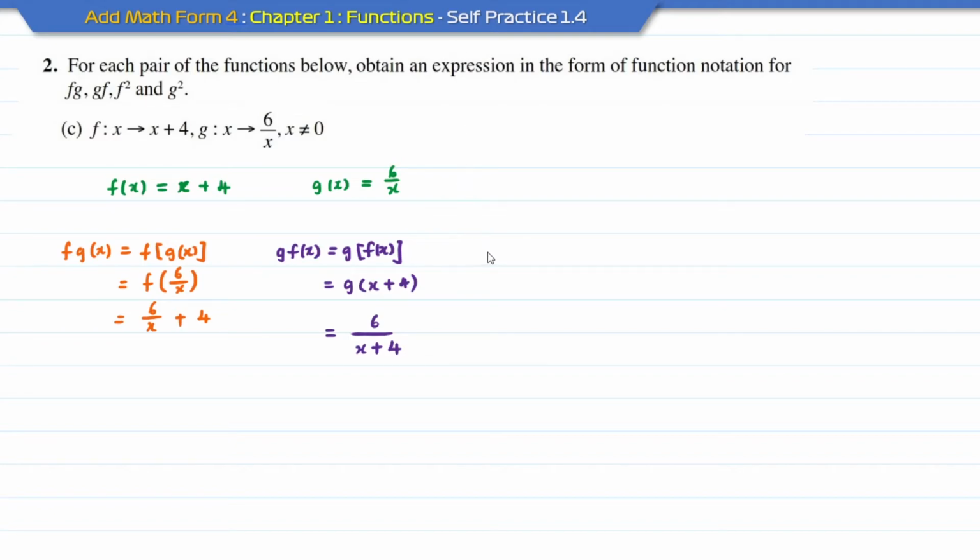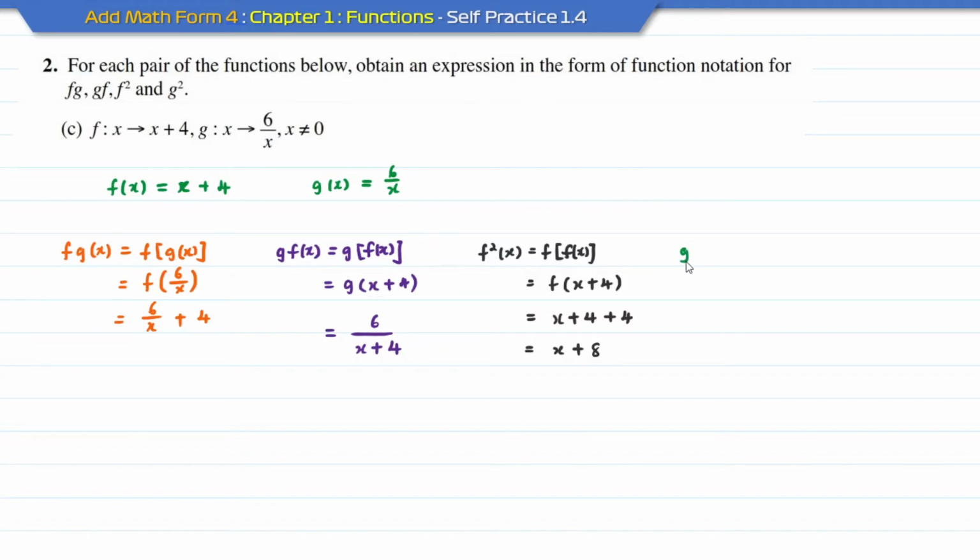And for the composite function of f squared, which means we're going to insert the function f into the function f again. So the function f is x plus 4. Then we're going to insert this x plus 4 into the x in our function f, which is going to be x plus 4 plus 4. So finally, we're going to get x plus 8.